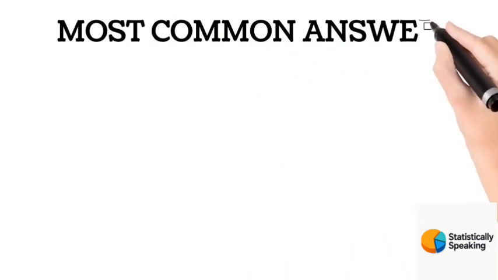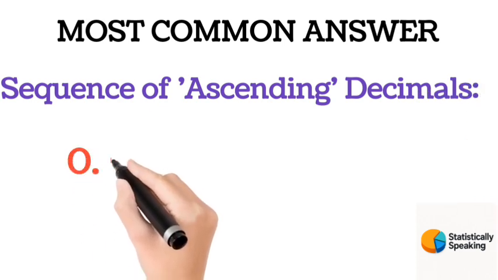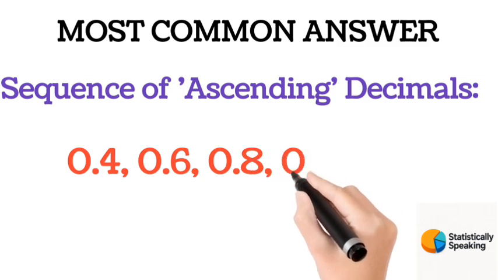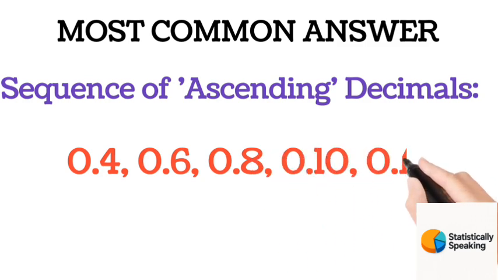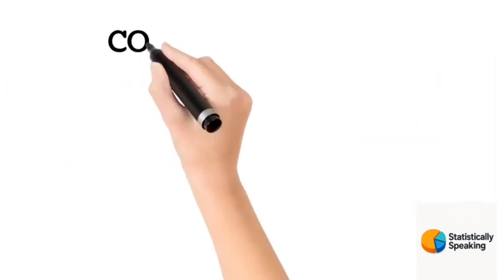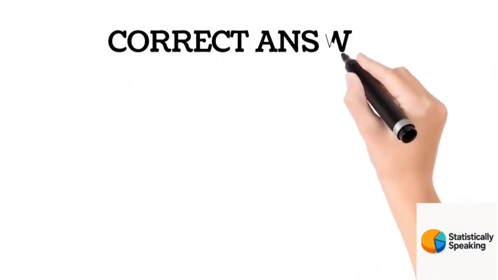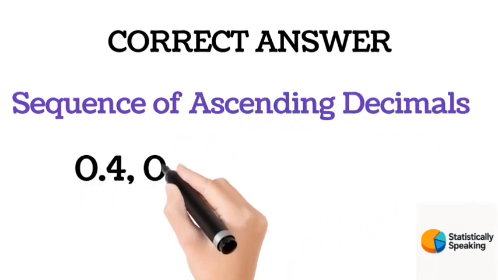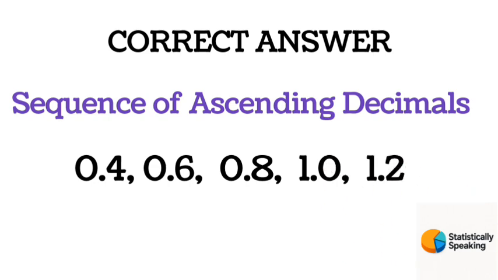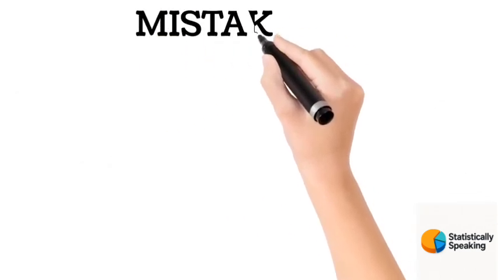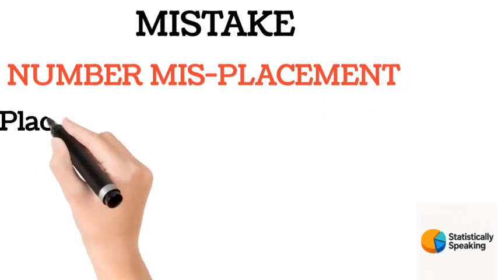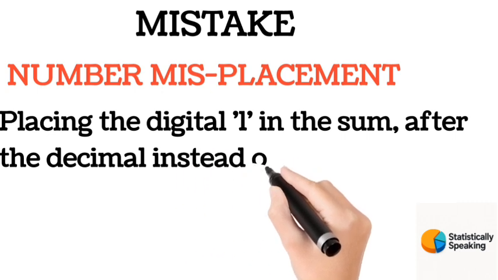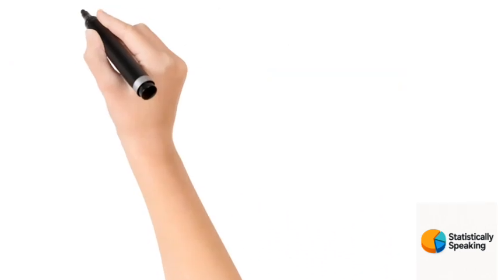Most of the students came up with the following sequence of 0.4, 0.6, 0.8, 0.10, 0.12. Whereas, the correct sequence is 0.4, 0.6, 0.8, 1.0, 1.2. The mistake they made was in number placement, as they placed the digit 1 from the sums 10 and 12 after the decimal point, instead of before it.